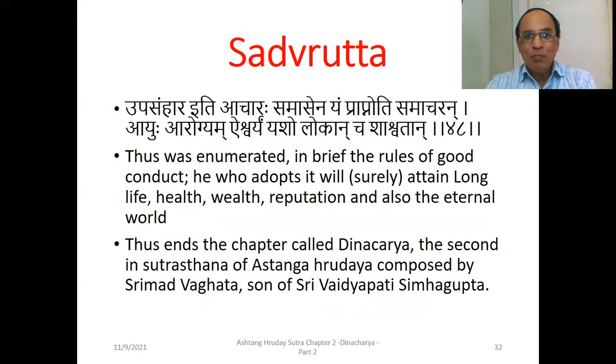Remember this thing. Upasamhara: iti acharah samasena prapnoti samacharam ayuh arogyam aishwaryam yasho lokancha shashvatan. Thus were enumerated in brief the rules of good conduct. He who adopts good conduct, Sadvrutta, will surely attain long life, health, wealth, reputation, and also the eternal world. This is the end of the chapter called Dinacharya, the second of the Sutrasthana of Ashtang Hruday, composed by Srimad Vagbhata, son of Sri Vaidyapati Simhagupta.